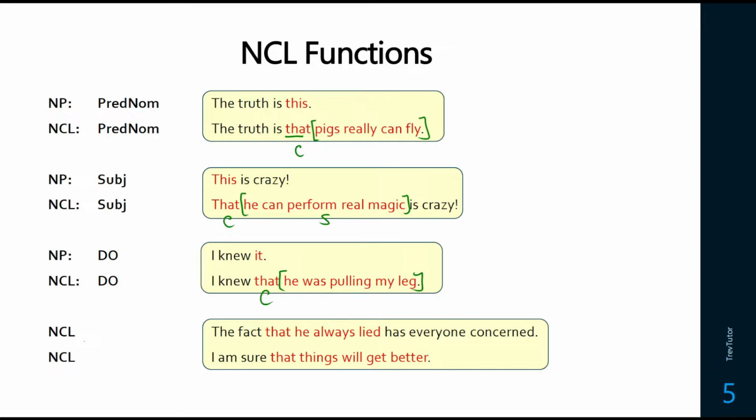We also have complement functions, so we don't have an actual label for a function, but these are complements. So they can describe nouns or they can describe adjectives. The fact that he always lied has everyone concerned, or I am sure that things will get better. So you can tell these are different from relative clauses because you have an entire sentence. So that he always lied. The fact that he always lied. It's not the fact who always lied, that would be a little bit different. We have the fact that he always lied. So these are the different types of functions that noun clauses can take, and we're going to see very similar things for WH clauses as well.